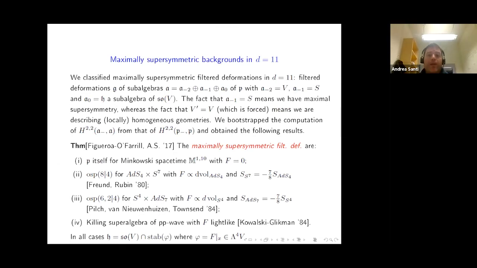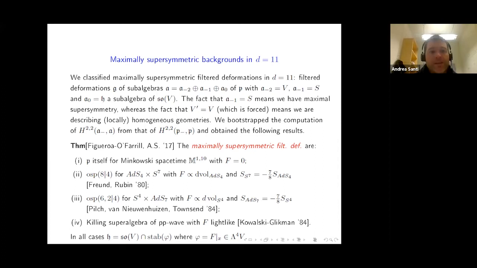So first of all, we set out to see what was going on in dimension 11. Better to get results that are consistent with what is already known. So we classified the maximally supersymmetric filtered deformations in 11. These are filtered deformations g of subalgebras a of p, such that the minus two graded component is all of V, a minus one is S, and a zero is a subalgebra of so(V). The fact that a minus one is S means that we have maximal supersymmetry, whereas a minus two equal V, which is actually forced by the local homogeneity theorem, means we are describing locally homogeneous geometries.